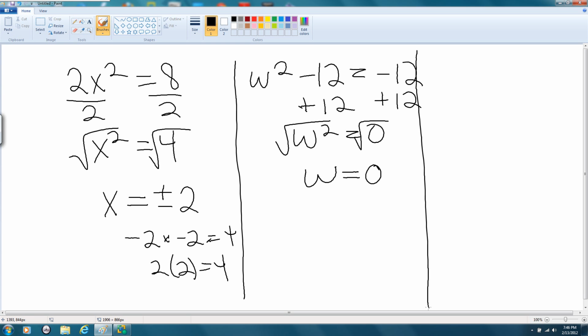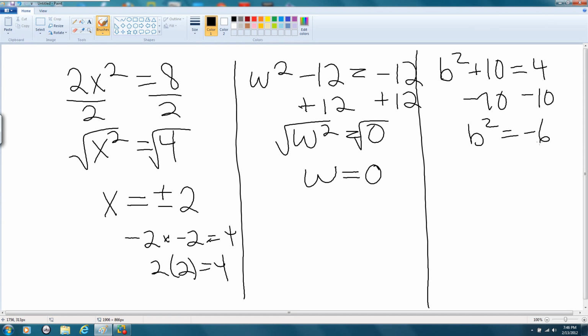Now, another type is something like this, where we have b squared plus 10 is equal to 4. I subtract 10 from both sides. That's a subtraction again. And I get b squared is equal to negative 6.